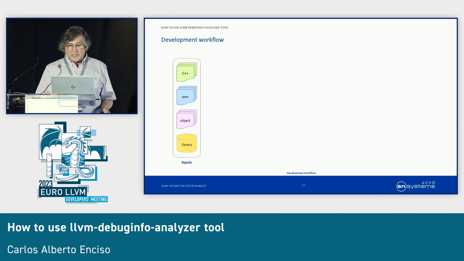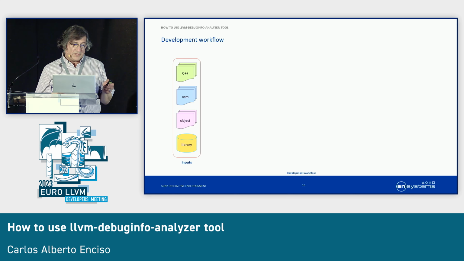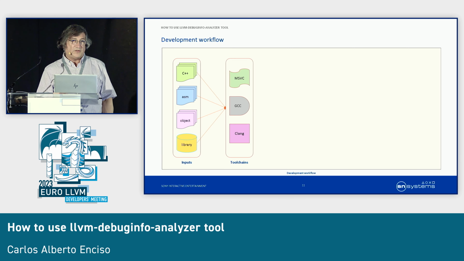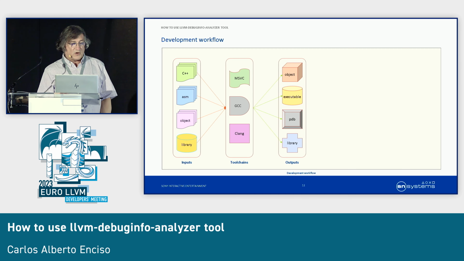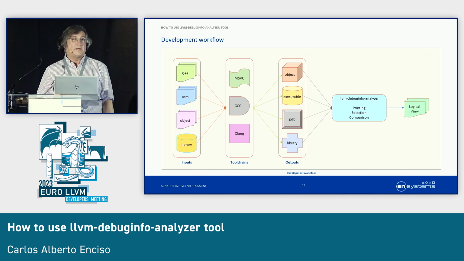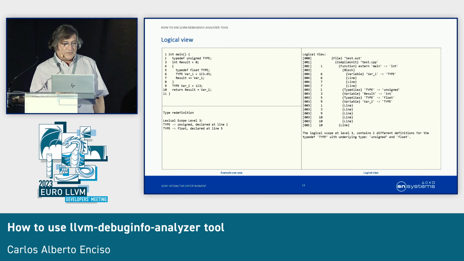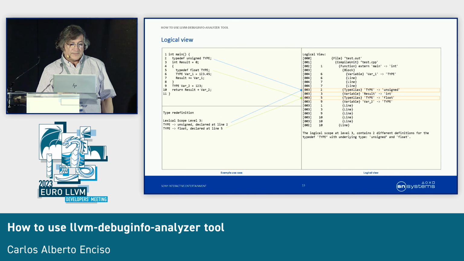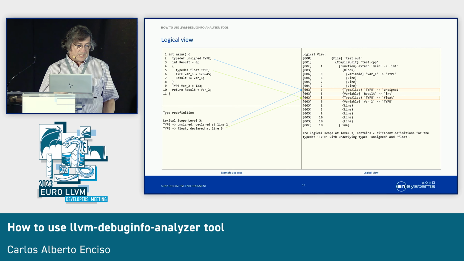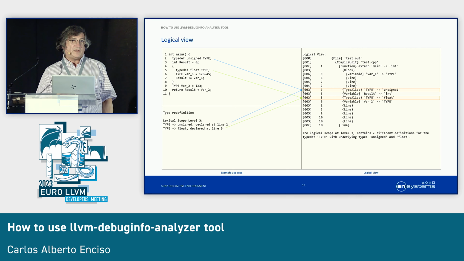This is the normal standard development workflow. So we have different inputs, different tool chains, different outputs, and at the very end, we have the tool, taking different kinds of formats and producing just a universal representation. This is an example of the logical view. And in this case, we can see that at the scope number 3, we have 2 type definitions with the same name, but different underlying type.